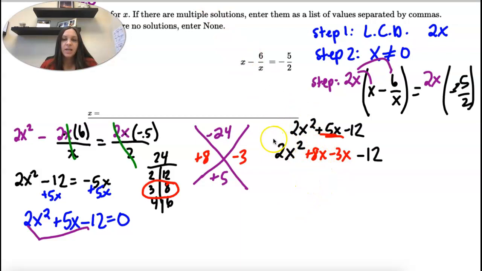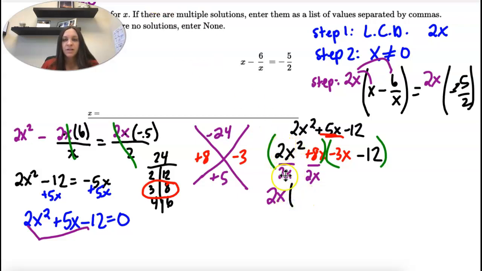Okay, now we're going to group. So group the first two, group the second two, and take out anything common. So 2 and 8 both divide by 2, and then they both have an x. So we took out a 2x, and what we're left with is just 1x plus 4. Remember, you can multiply back and make sure you got this, 2x squared plus 8x.